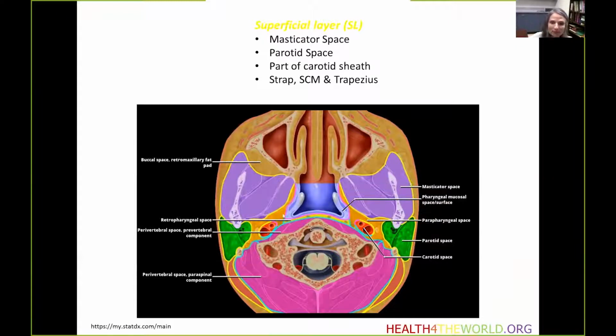We are at the level of the nasopharynx on this axial graphic, and you can see that the superficial layer of the deep cervical fascia is yellow. So this fascia delineates the masticator space, the parotid space, part of the carotid sheath, as well as some of the muscles. Here we see the trapezius.